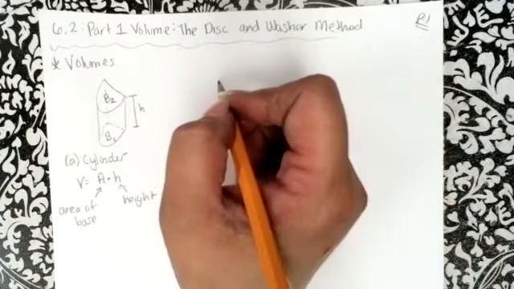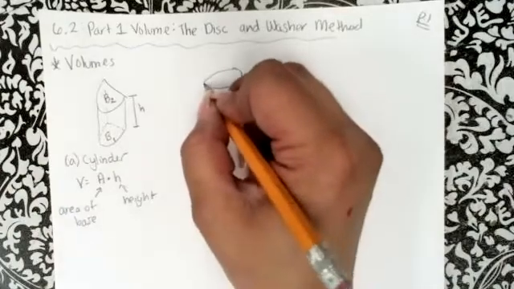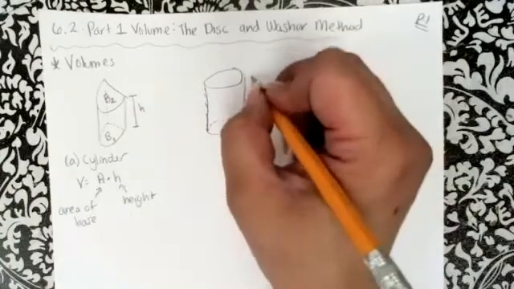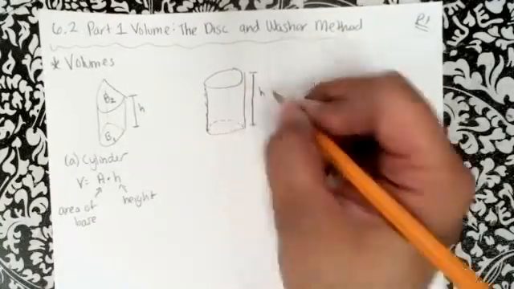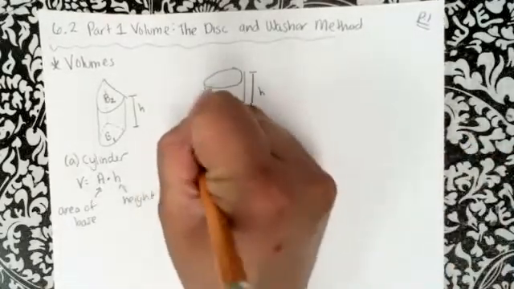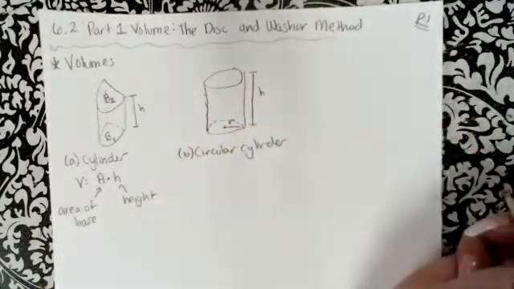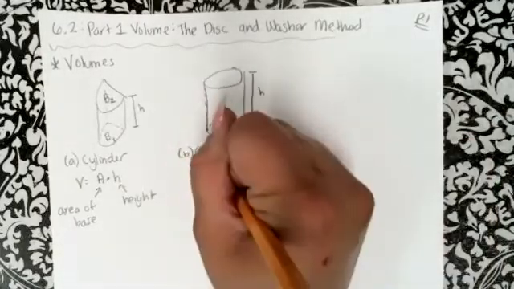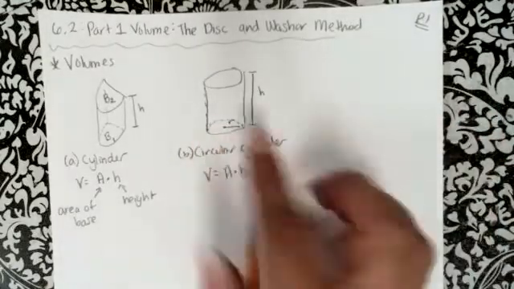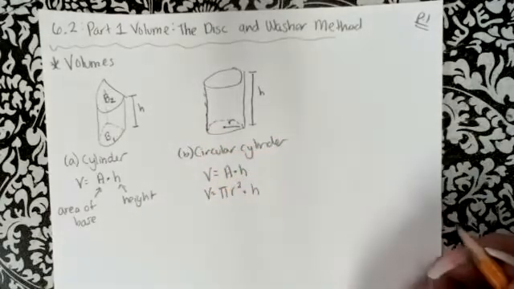Let's say we had a circular cylinder, like a can. This is our height. The bottom is a circle with a radius of r. The volume is once again going to be the area of the base times the height. But this one, I know the area of the base. That's a circle, which is going to be pi r squared times the height.